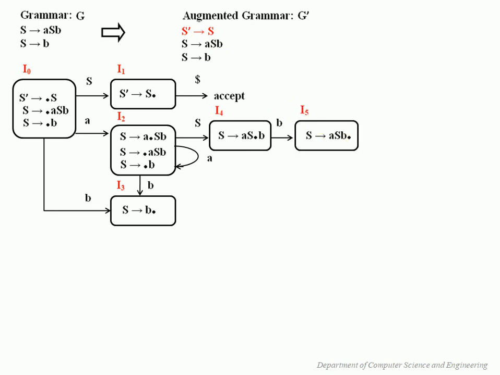Here we cannot have any more transitions in any of these states, so you can finalize this as the canonical LR0 collection of items. This is the final set of canonical collection for this particular augmented grammar. This is the DFA with all these states. I0 is the initial state, and S' gives S dot, I1, is the final state where you can accept it.